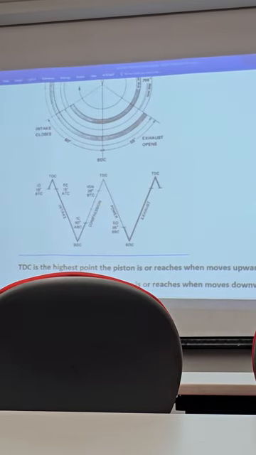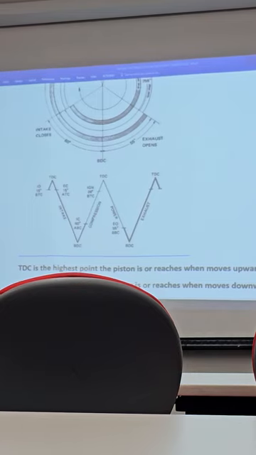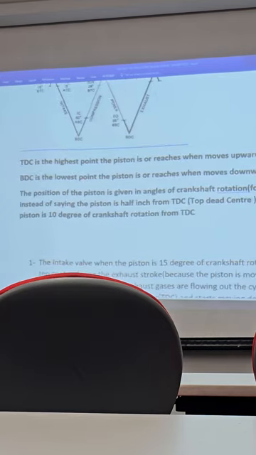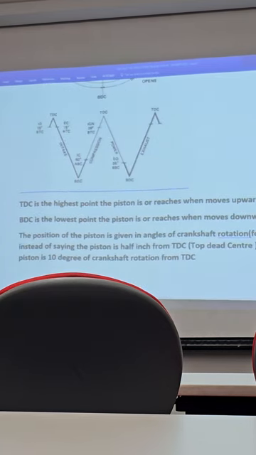Right, there as well, what is valve overlap and what is its importance is the second question for the assignment.